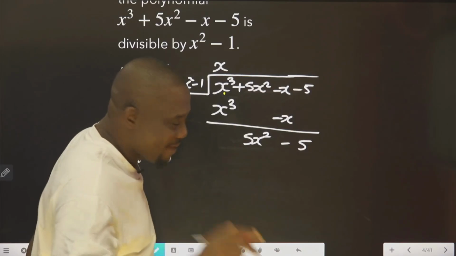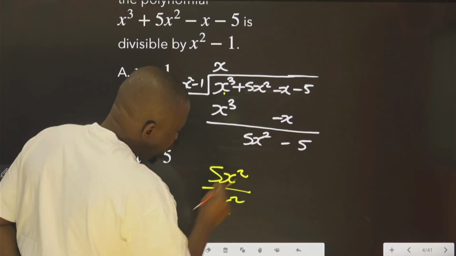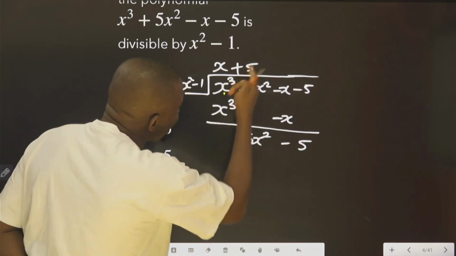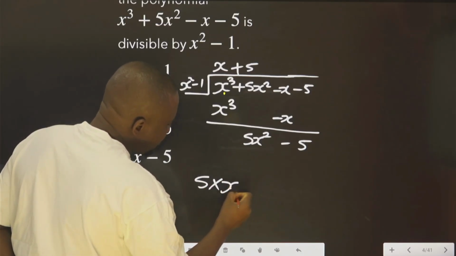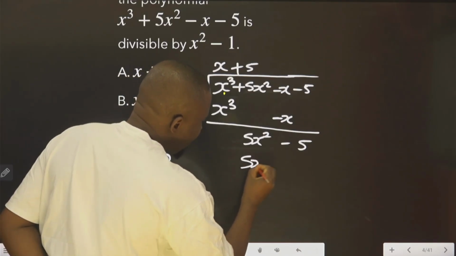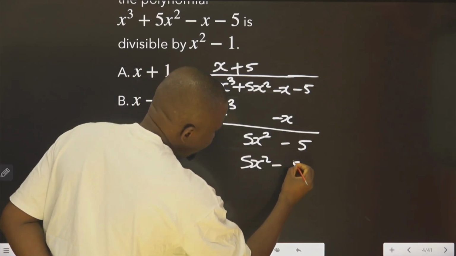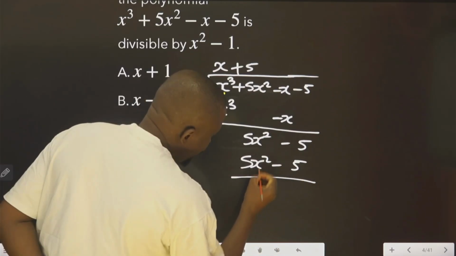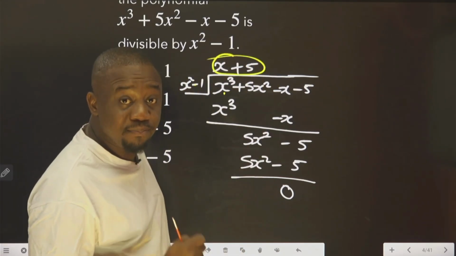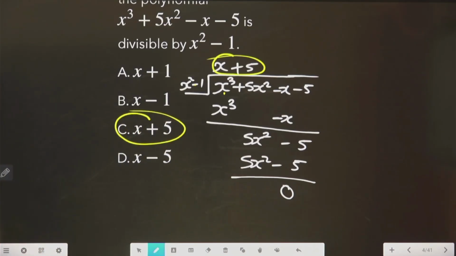You go ahead again. I said this 5s raised to the power 2 divided by this x squared. This and this will cancel, remain 5. This 5 you have multiplied by this, that is 5 multiplied by s raised to the power 2. You agree with me? Is going to be what? 5s raised to the power 2. Then this minus 1 multiplied by 5 is minus 5. So you can see, you do this now, you're going to have 0. So the other factor is this, x plus 5. C is the answer. Okay?